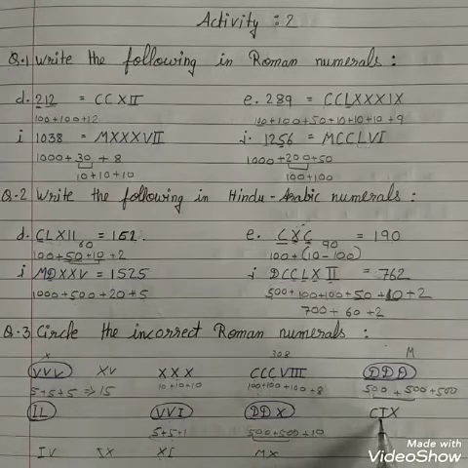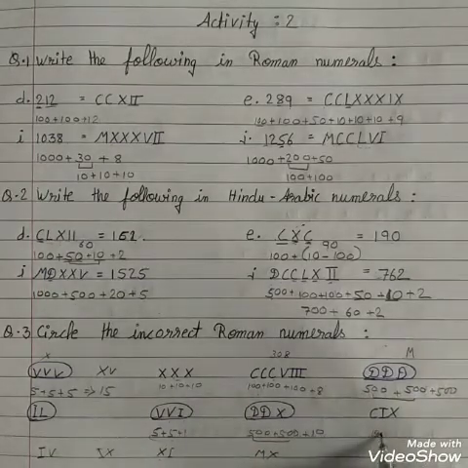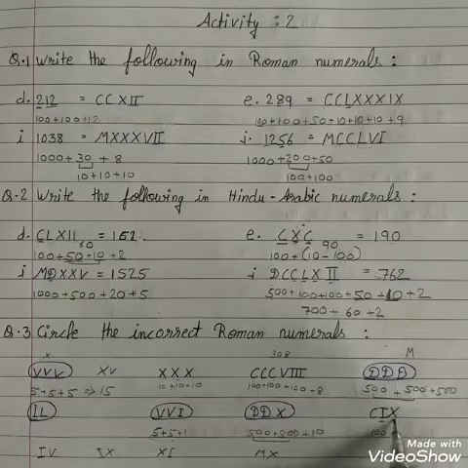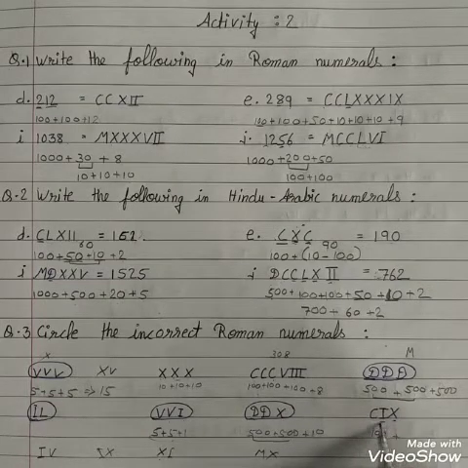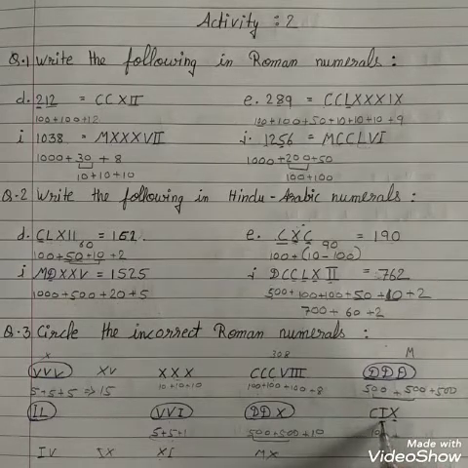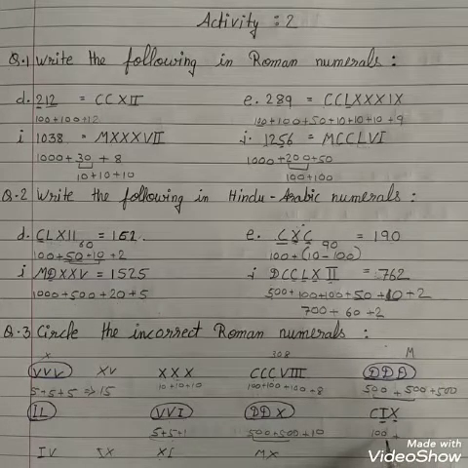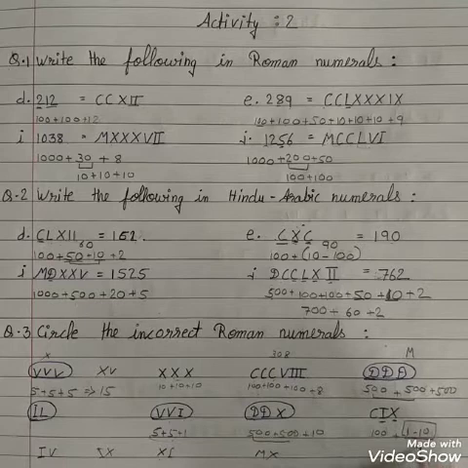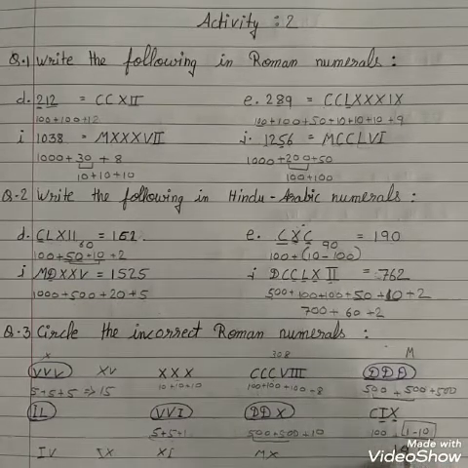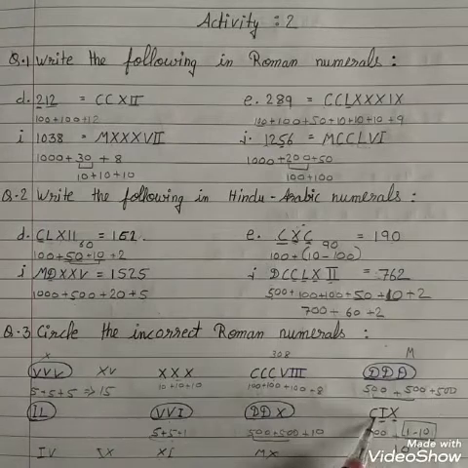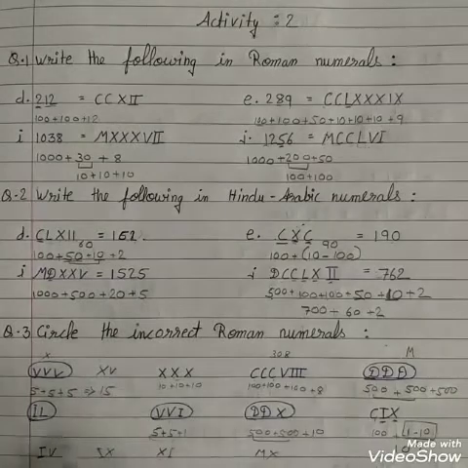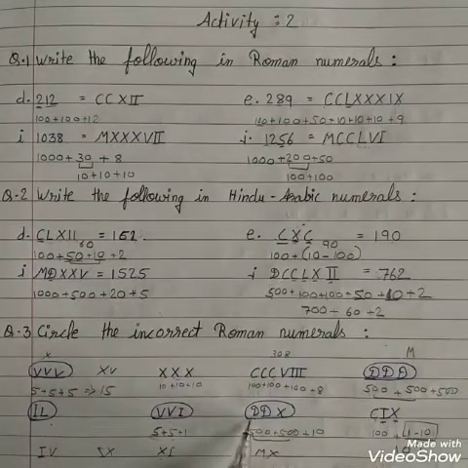Next, CIX. C means 100 plus 1. 1 is smaller than X. This symbol is small and this symbol is larger. So if we have a small symbol before a large symbol, what will we do? We will always subtract. So we subtract 1 from 10. It will become 9. So the number is 109. So this Roman numeral is also right. So we have this one, this, and this one that are incorrect.